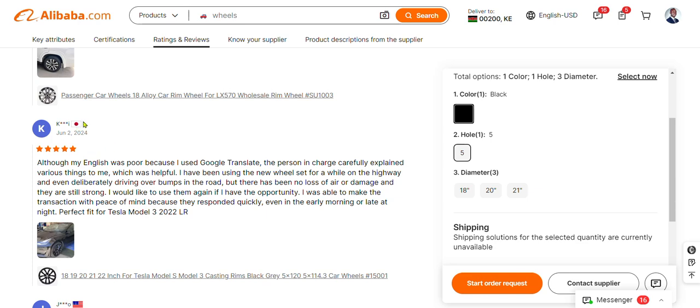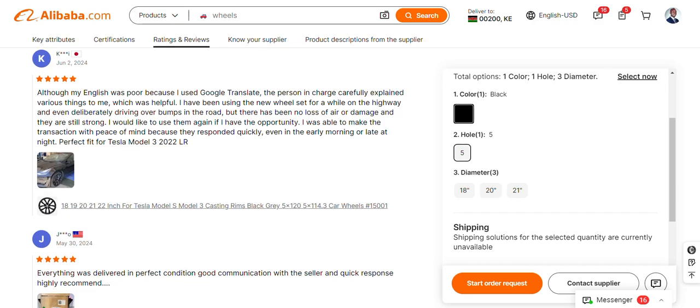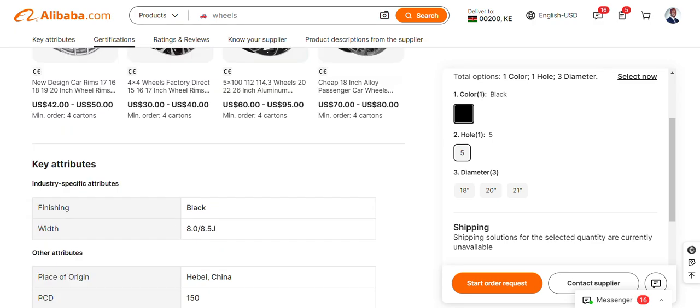Someone from Japan bought from this shop. Although my English was poor because I used Google Translate, the person in charge carefully explained various things to me, which was helpful. I have been using the new wheel set for a while on the highway and even deliberately driving over bumps in the road, but there has been no loss of air or damage. They are still strong. I will like to use them again if I have an opportunity. I was able to make the transaction with peace of mind. So everybody is really happy about this particular product.